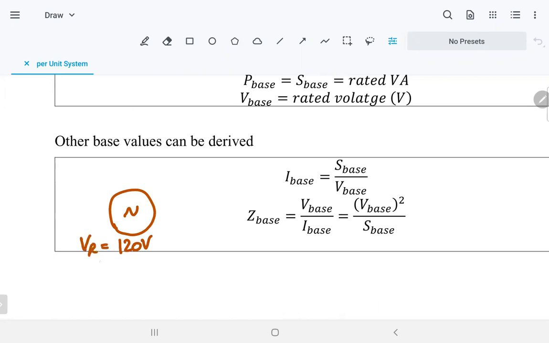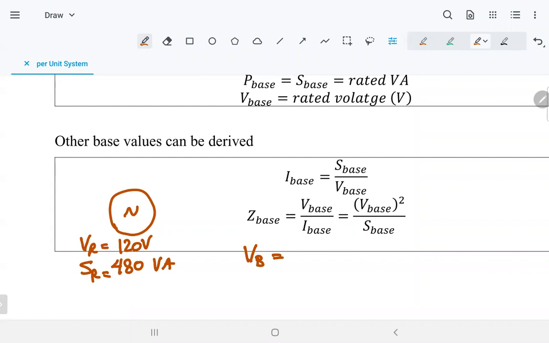And the power of this one, let's say it was 480 volt amp. So that's the rated power. That's all what you need. You'll find other things, but that's what you need. You take these two values, and then using these two values, you can say, okay, I'm going to choose the base.